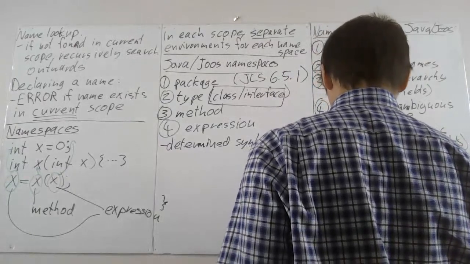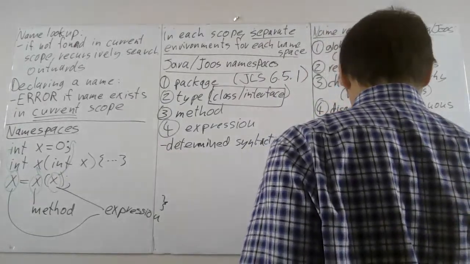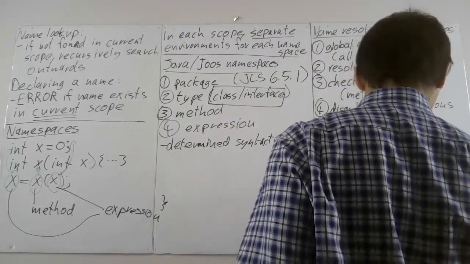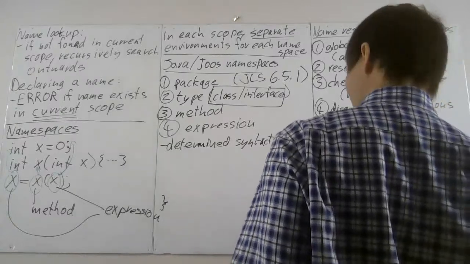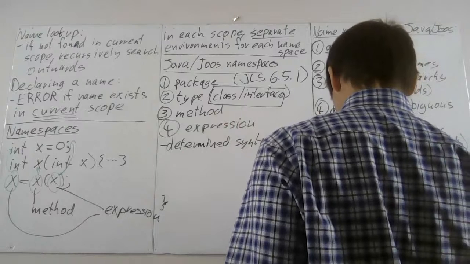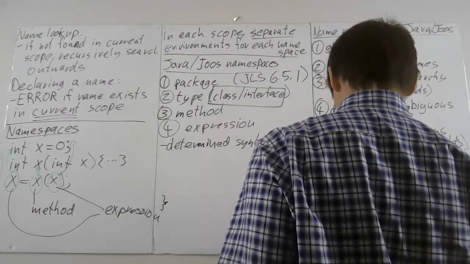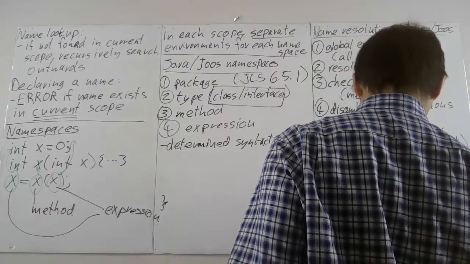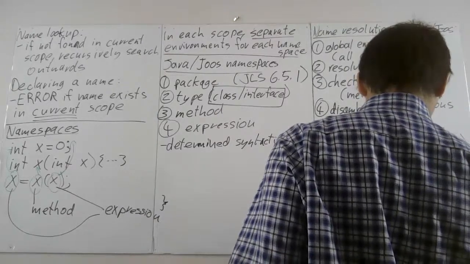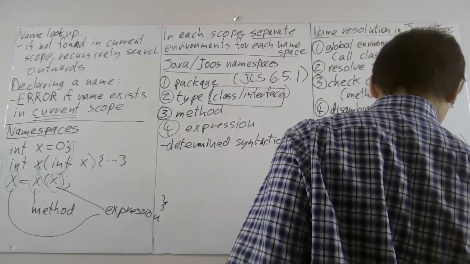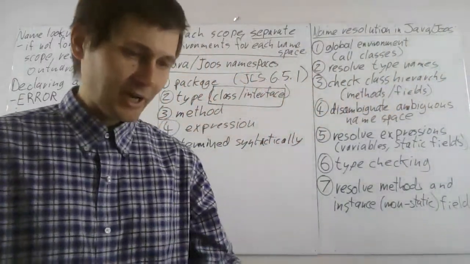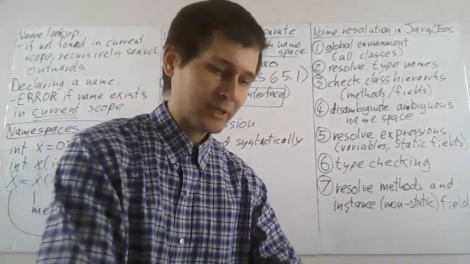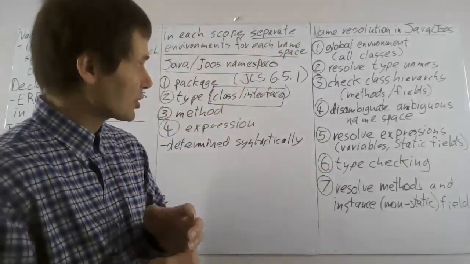So finally, step 7 is to resolve methods. Methods here are names in the method namespace and instance fields. Instance is sort of a word that means non-static. So if I see the name of a non-static field, I can't figure out which field it is until after I've done type checking.